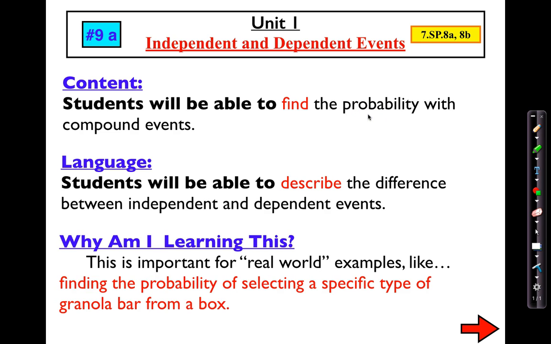Why am I learning this? Well, it's important for real-world examples like finding the probability of selecting a specific type of granola bar from a box.